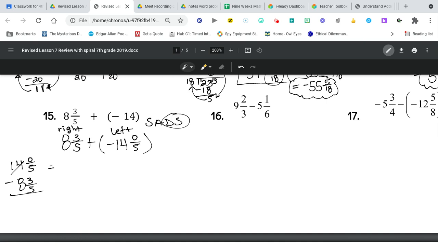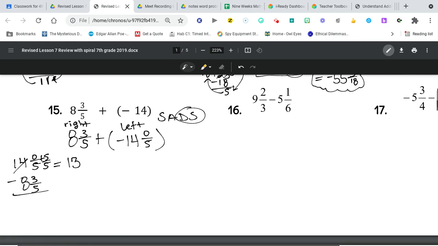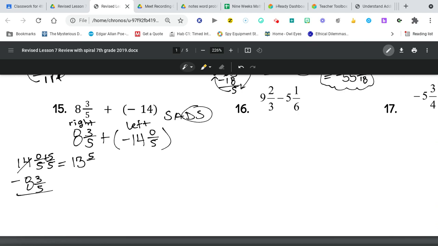So I'm going to borrow 1 from 14, making it 13. But the one that I borrowed is 5/5. So 0/5 plus 5/5 is just 5/5. And then subtract your 8 and 3/5. Now I have enough to subtract 3. 5/5 minus 3/5 is 2/5. And 13 minus 8 is 5. And it's more to the left. So let's make this negative 5 and 2/5.